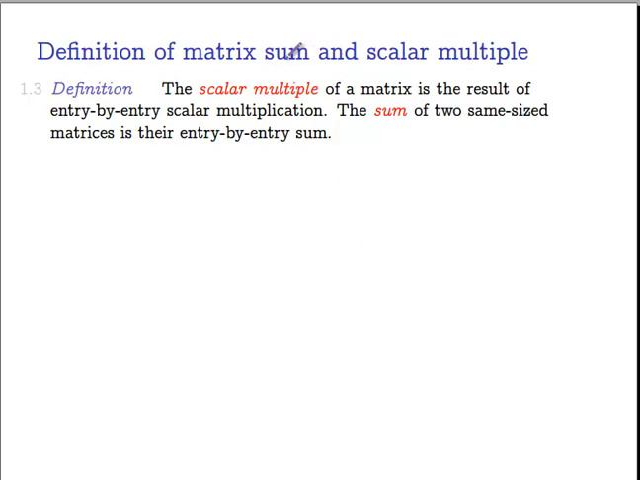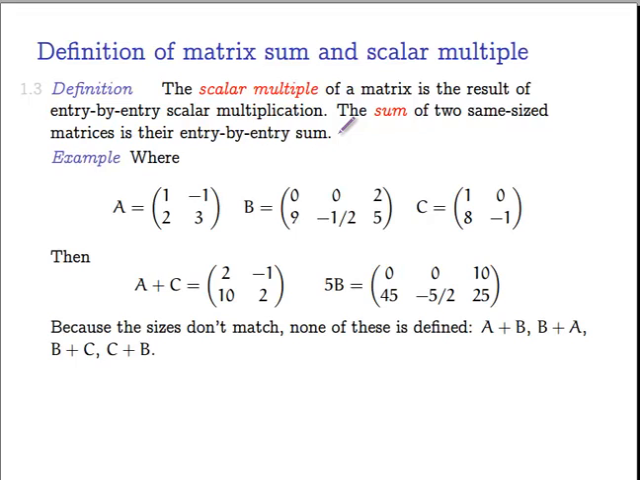Okay, so we can define the sum of two matrices and the scalar multiple of a matrix. Scalar multiple of a matrix is the result of entry by entry scalar multiplication, and the sum of two same-sized matrices is their entry by entry sum. So that's what we saw on the previous slides. Okay, so here we have A, B, and C. You can add A and C entry by entry. 1 plus 1 gives me 2. 2 plus 8 gives me 10, etc., etc.